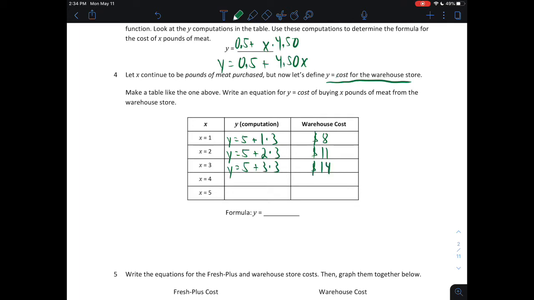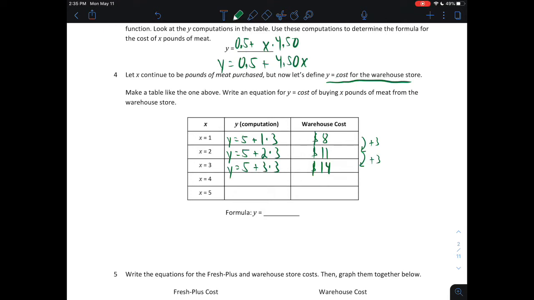Do we also start to notice the same sort of pattern like we saw before? How much is the cost increasing every time she increases the amount of meat by 1 pound? Started at $8, then it increased by 3. Became $11. Then it increased by 3 again. Became $14.